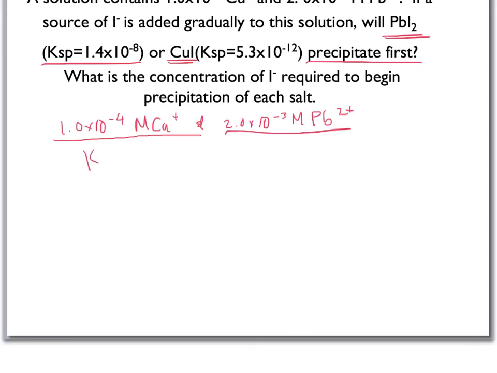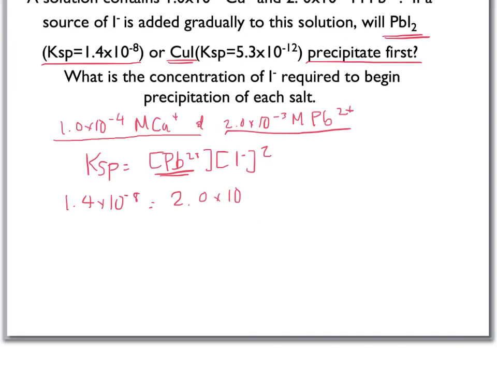So KSP equals the concentration of the Pb2 plus times the iodide squared. Since the KSP equals 1.4 times 10 to the negative 8, we want to find the iodide, and we already have the concentration for the lead. It was given to us. So that's 2.0 times 10 to the negative 3 times iodide, but we need to square that.